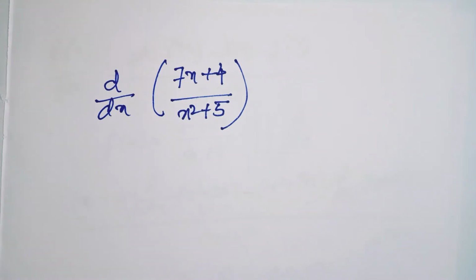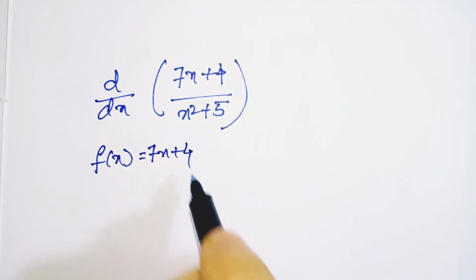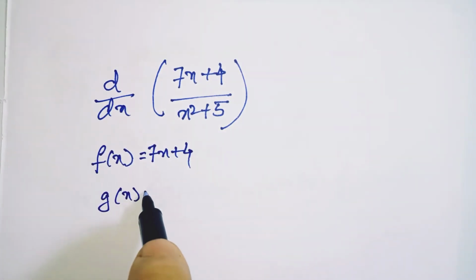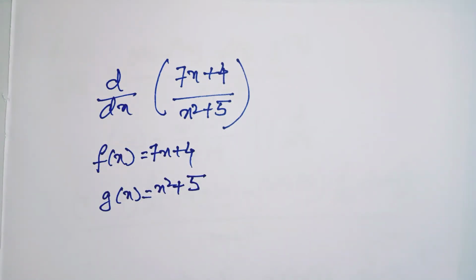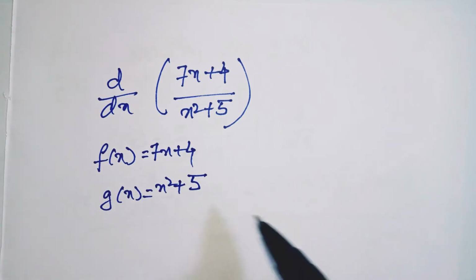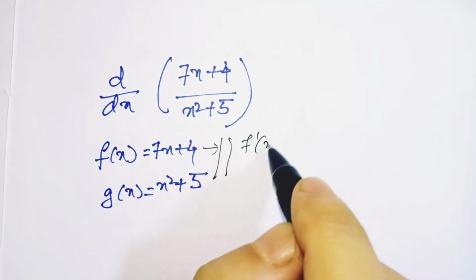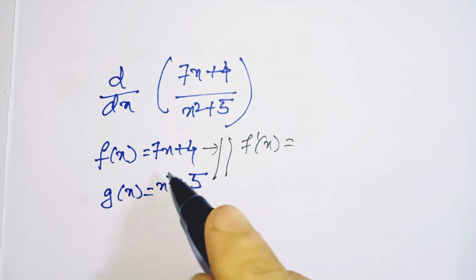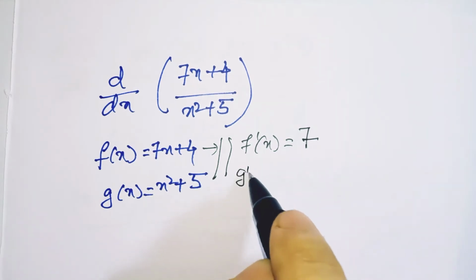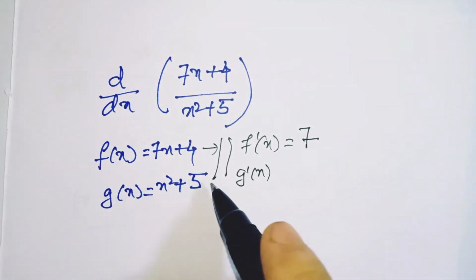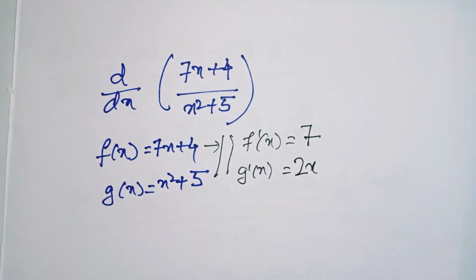In this case, I can write f of x equals 7x plus 4, and let me write g of x equals x squared plus 5, that is the denominator. Now if I take the derivative of this, f prime of x, how much would it be? It would be 7, because the 4 is a constant, so it reduces to 7, right? And g prime of x would be equal to 2x, and the 5 is constant, so it becomes 0.